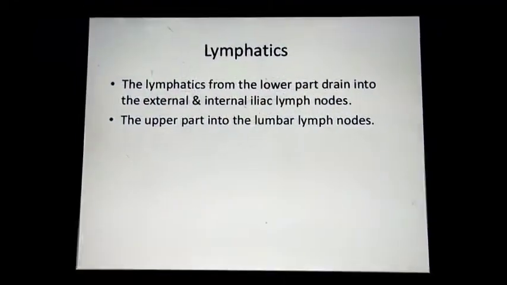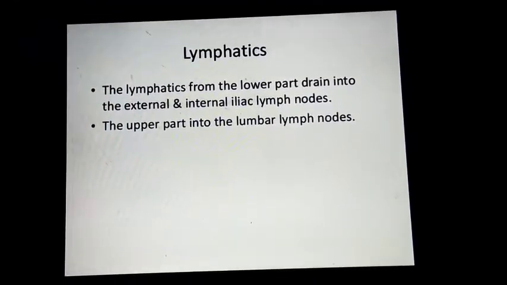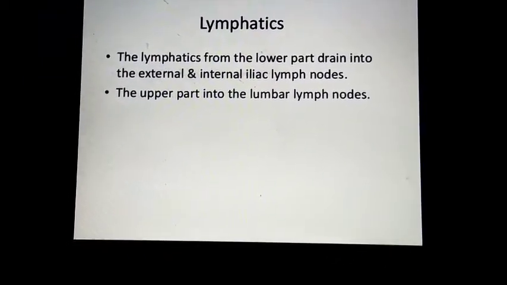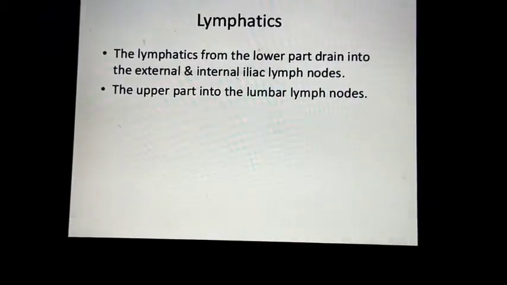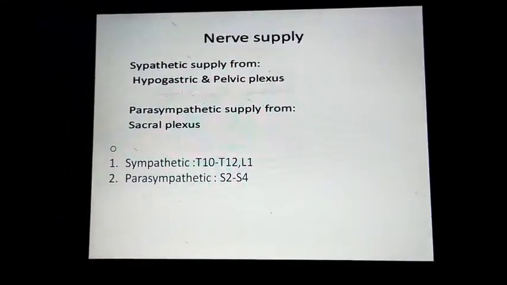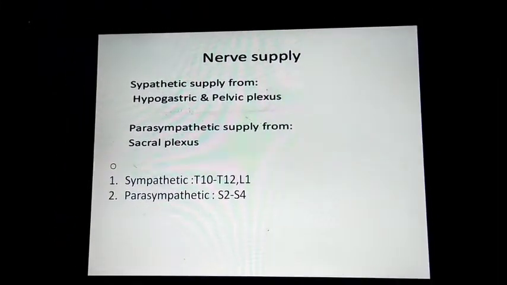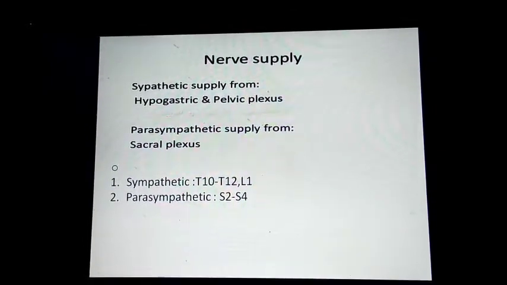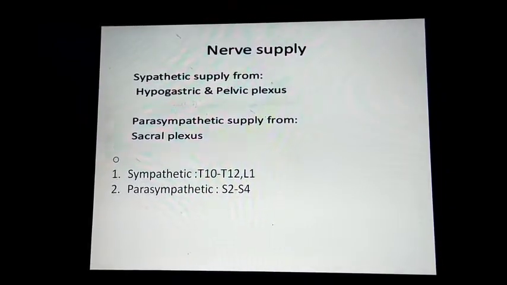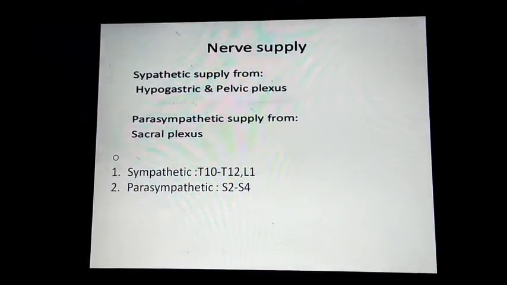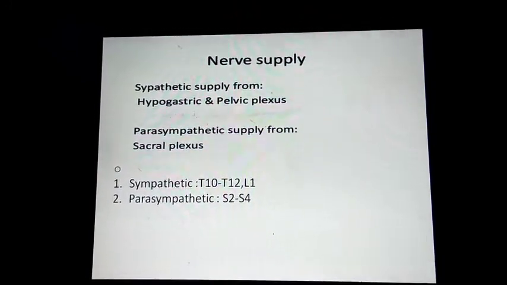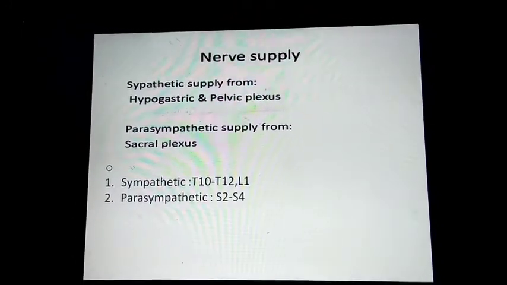The lymphatic drainage from the lower part drains into the external and internal iliac lymph nodes. The upper part, meaning the abdominal part, drains into the lumbar lymph nodes. Nerve supply is sympathetic and parasympathetic. Sympathetic is by the hypogastric and pelvic plexus, parasympathetic by the sacral plexus. Sympathetic is from T10 to T12 and L1, parasympathetic from S2 to S4.